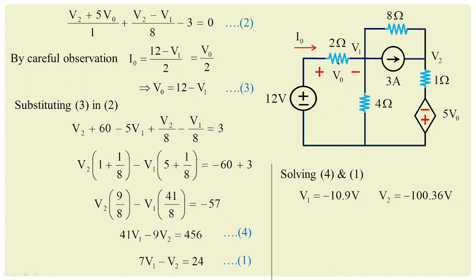Now what do we need to calculate? We need to calculate the value of current in 8 ohms. That will be equivalent to (V1 minus V2) by 8. So (V1 minus V2) by 8 will give the value as (minus 10.9 plus 100.36) divided by 8, which will be equivalent to 11.18 amperes. So this is the simplified value of the branch current obtained across 8 ohms using node analysis.